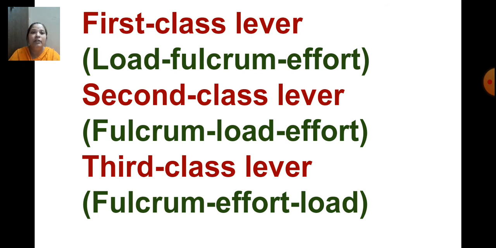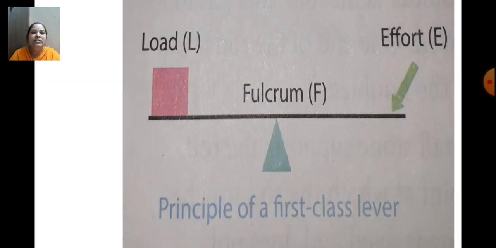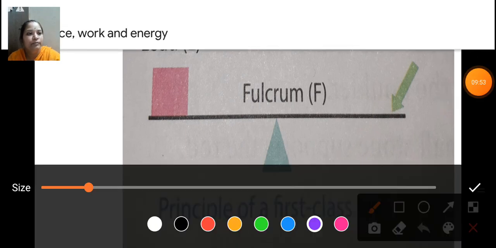Now see, children, in the first class lever, how is the arrangement? Load, fulcrum in the middle, and effort. In the second class lever: fulcrum, load in the middle, and effort. In the third class lever: fulcrum, effort in the middle, and load. Now see, this is the principle of first class lever.